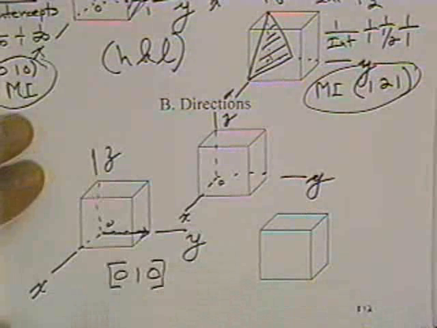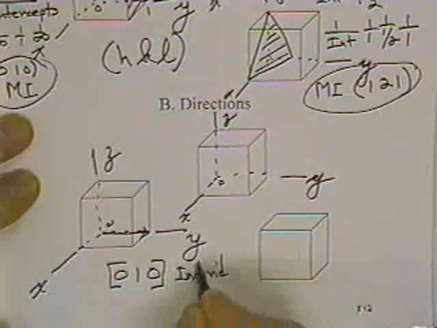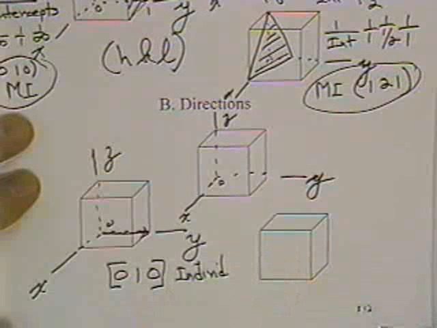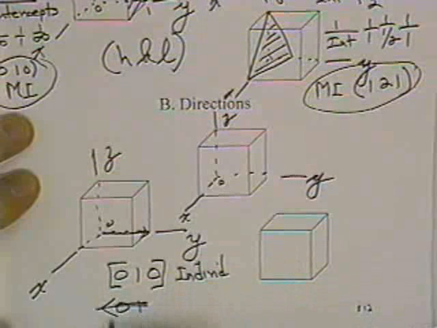And directions are indicated with brackets. That would be an individual direction. Families of directions are indicated with these caret marks.